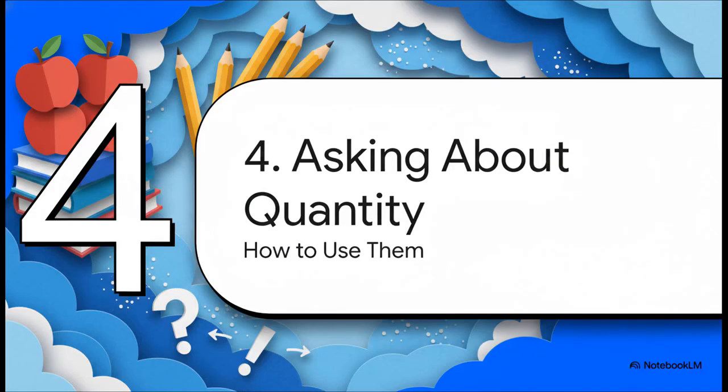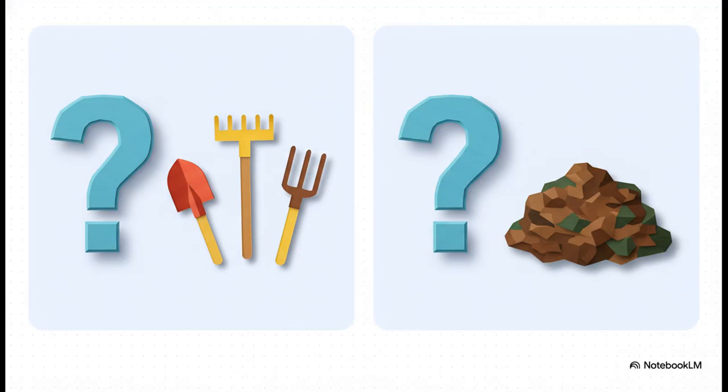So now we know what these 2 types of nouns are, but how do we actually use them when we're talking? Let's check out how to ask questions and make statements about how much or how many of something there is. This is a big one, so listen up. When you're asking about something you can count, you use the question, how many? For example, how many tools are in the shed? But for things you can't count, you have to use how much, as in, how much water do we need? Getting this right will make you sound so much more natural.